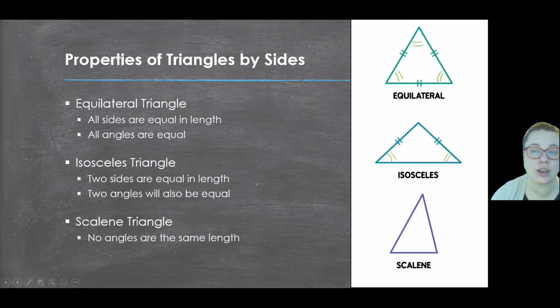A scalene triangle is the one that gives us the least information, although it may be the most common triangle. In a scalene triangle, no angles are the same size and no sides are the same length. So nothing's the same. Everything's different in a scalene triangle.